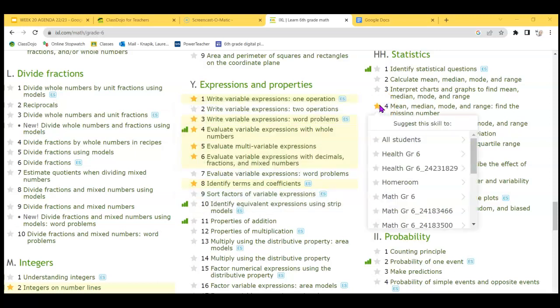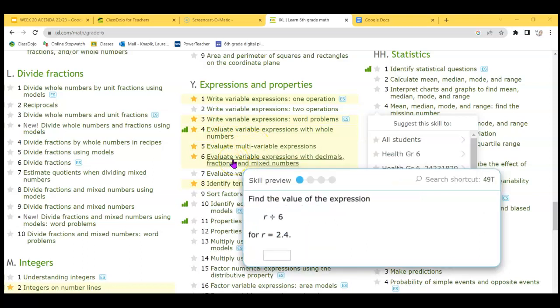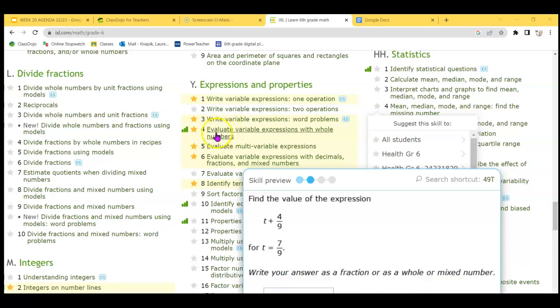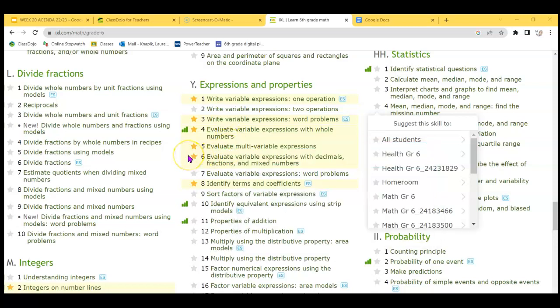Alright, so this video is going to be covering Y.4, Y.5, and Y.6. The whole time we are evaluating expressions with variables, we're going to be doing whole numbers, where you have multiple variables, and where you have decimals, fractions, and mixed numbers. For Y.4, I want a SMART score of 80. Y.5, I want a SMART score of 80. And Y.6, I want a SMART score of only 50.